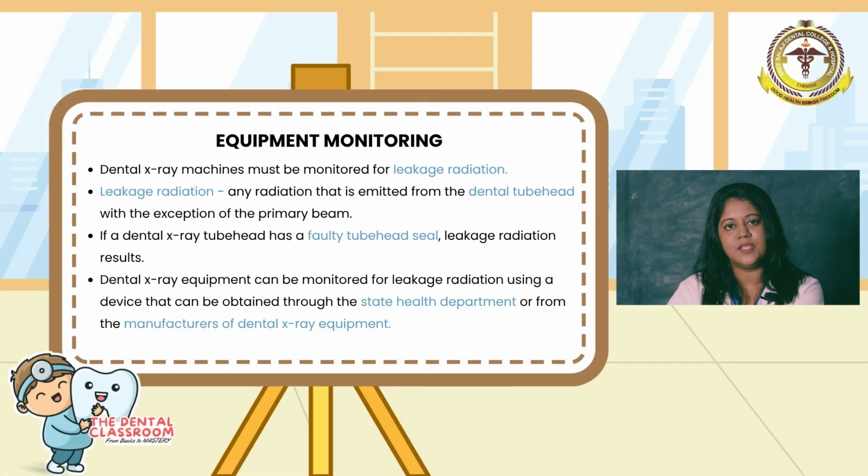What is equipment monitoring? So, what has to be checked in the equipment? The dental X-ray machine must be monitored for leakage radiation. What is leakage radiation? Leakage radiation is any radiation that is emitted from the X-ray tube head apart from the primary radiation. So, when does this leakage radiation occur? It occurs when there is a faulty tube head seal.